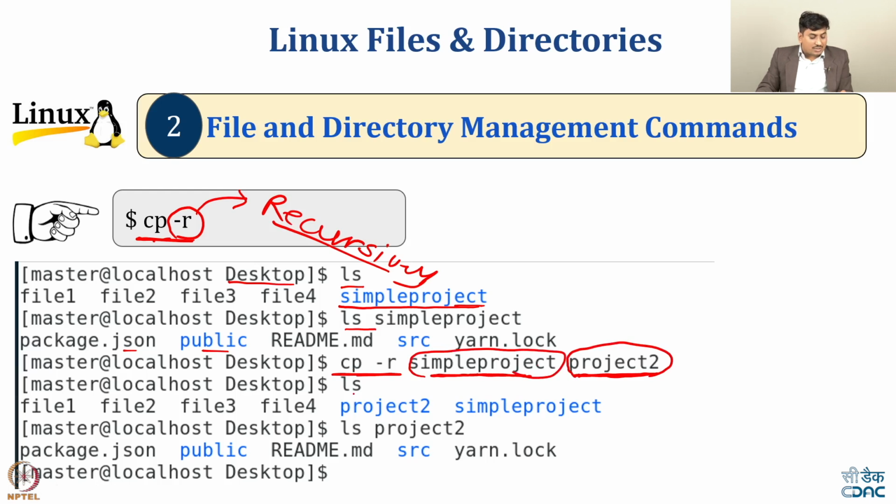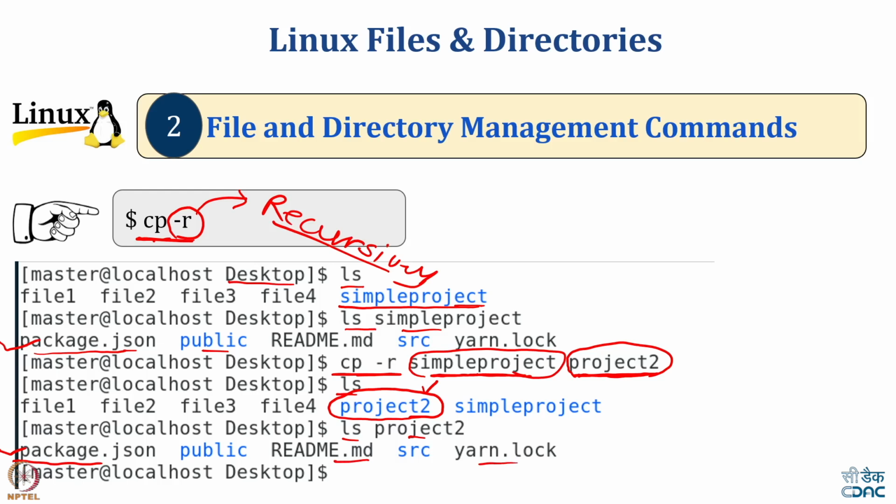So if I try to see the contents once again, you can see that another directory with the project name has been created over there. And if I see the contents of this directory, it has the same content as the original directory. So in this way, we can create copies of directories.